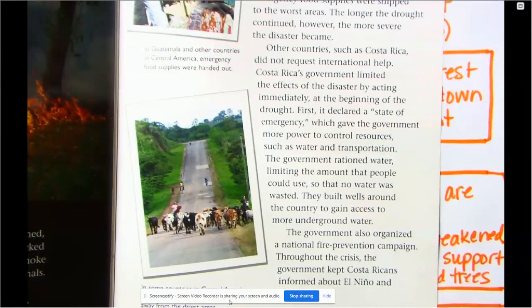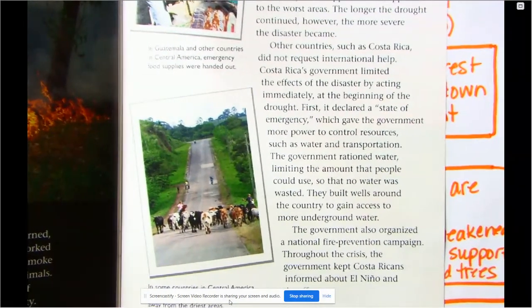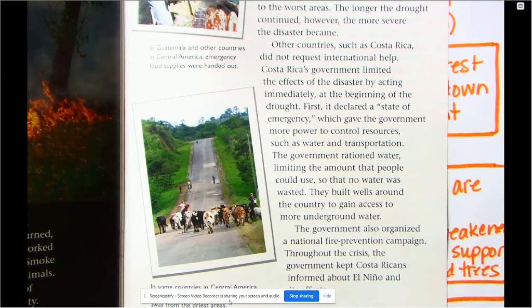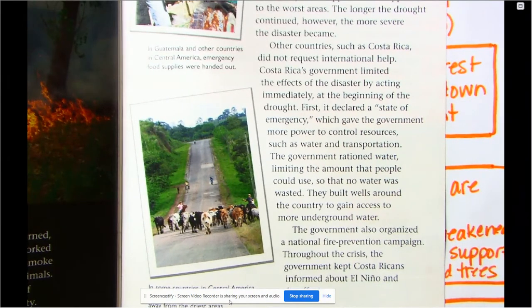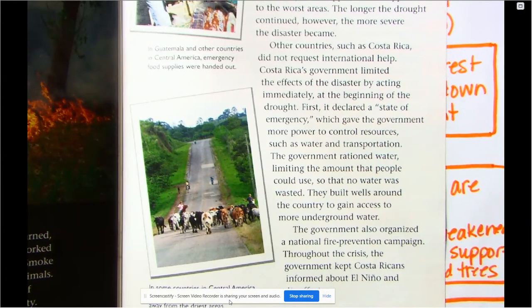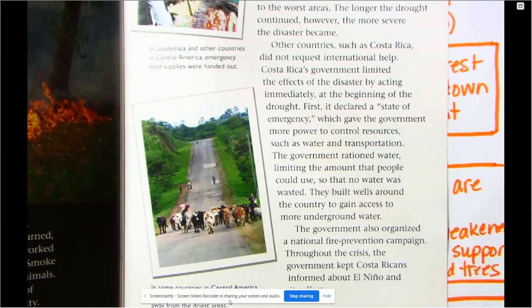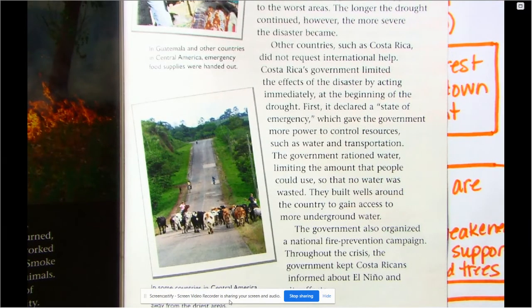Other countries, such as Costa Rica, did not request international help. Costa Rica's government limited the effects of the disaster by acting immediately at the beginning of the drought. First, it declared a state of emergency, which gave the government more power to control resources such as water and transportation. The government rationed water, limiting the amount that people could use so that no water was wasted.